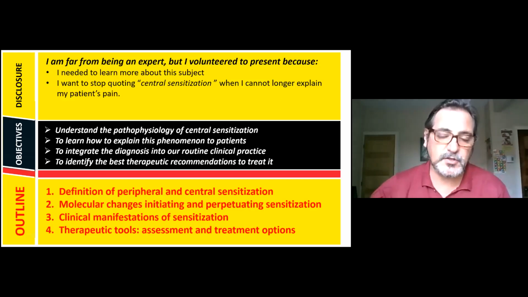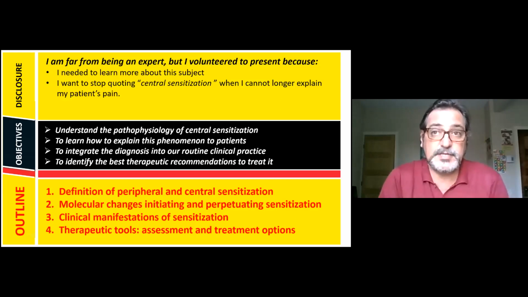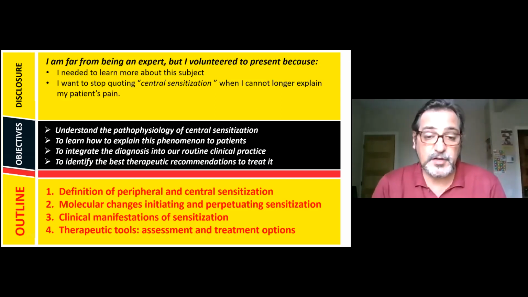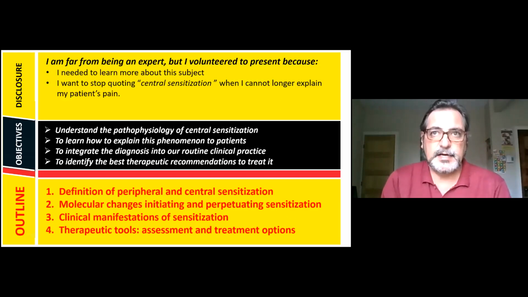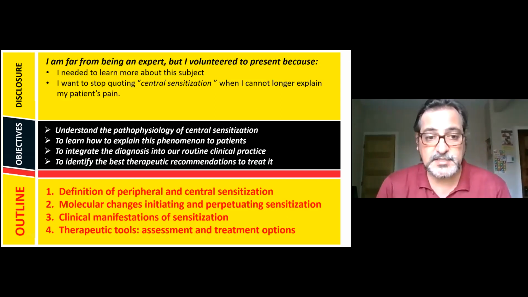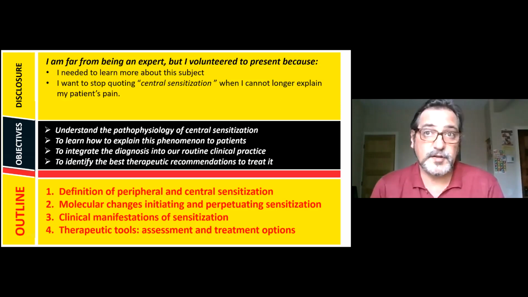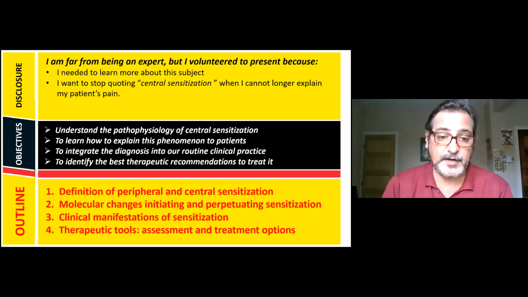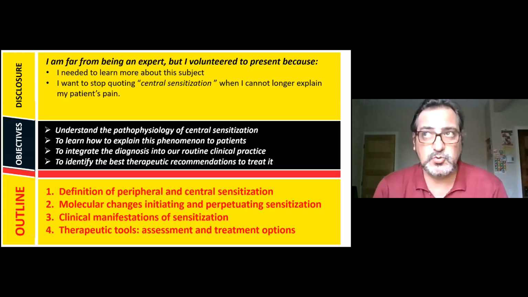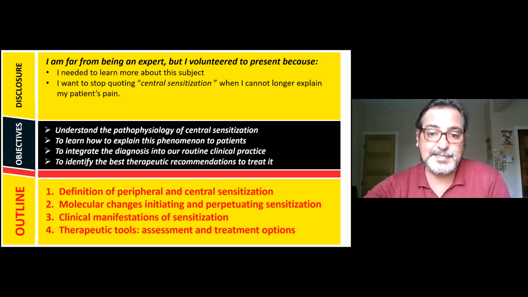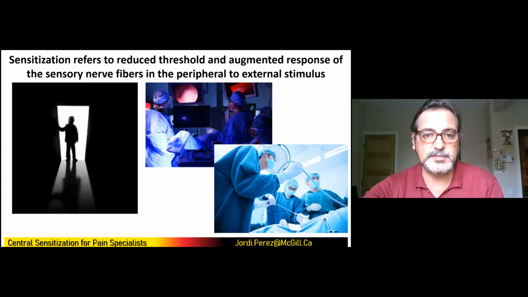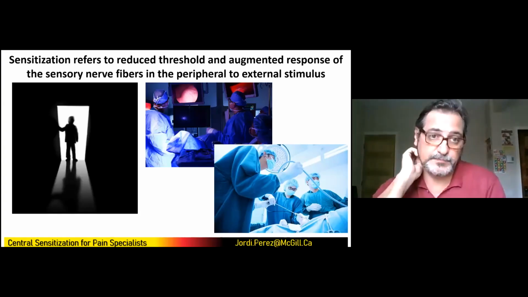So the outline of the presentation is that I will present the definition of peripheral and central sensitization, some molecular changes, and some anatomical changes happening in subjects presenting with central sensitization. I will go over the clinical manifestations and the tools to identify that, and possibly talk about the therapeutic tools that can be offered to assess and also to treat these patients. So let's start first with the definition.